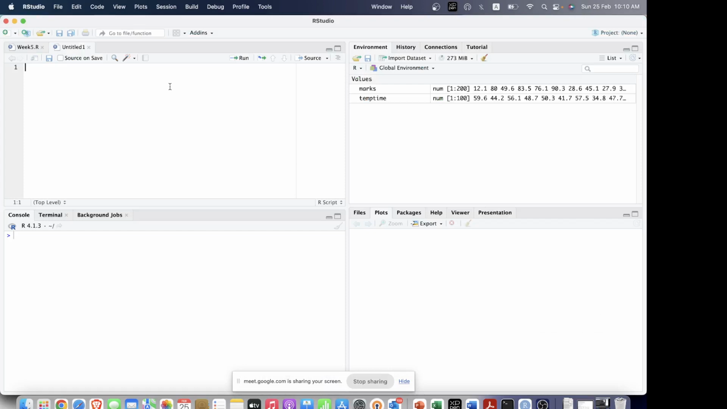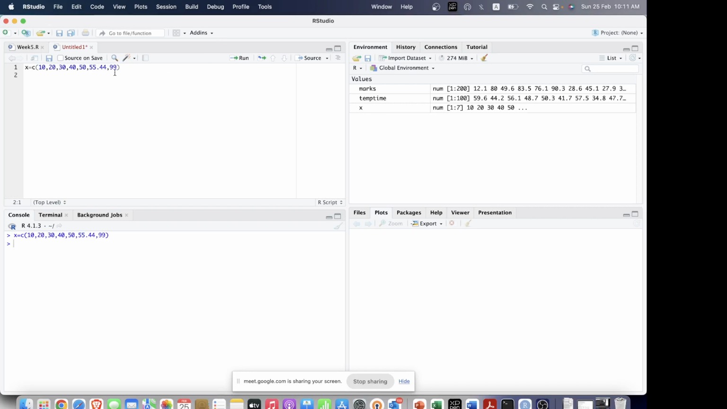Fine. So, the question was, how do we input? If you have a vector like this, let's say you are entering 10 values, you could easily do it with c. Let's say 10, 20, 30, 40, 50, 55.4, 99, something like this. If it is 2 or 3 values, it is okay.